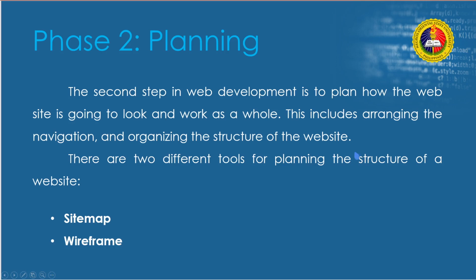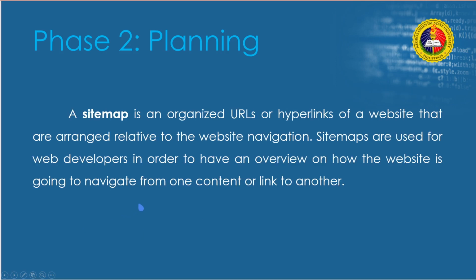So there are two different tools for planning the structure of a website. First one is a sitemap, and second is a wireframe. So again, your goal in this stage is to plan how the website is going to look like and how it should perform or how it will work as a whole. Okay, so there are two different tools for planning the structure of the website. Again, sitemap and wireframe. Let's start with sitemap.